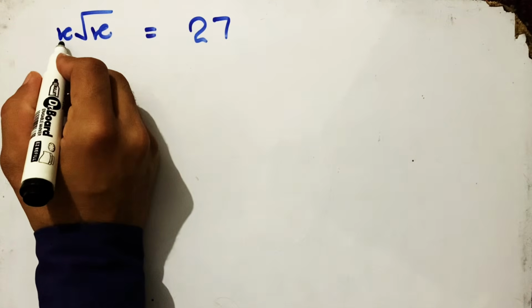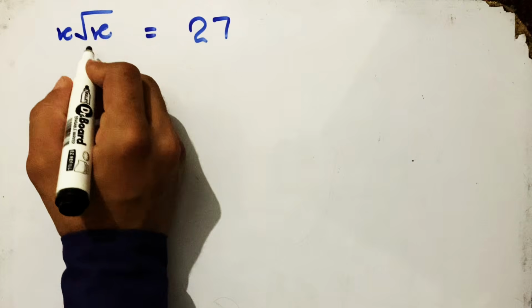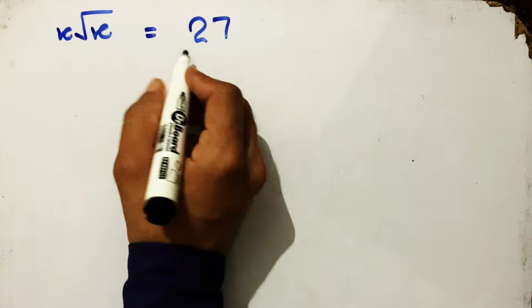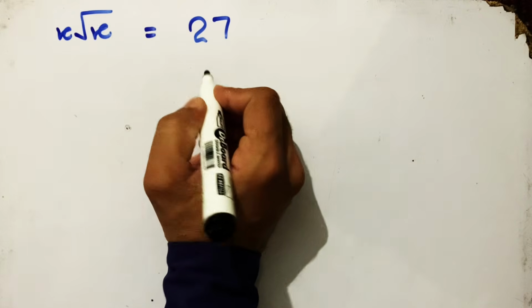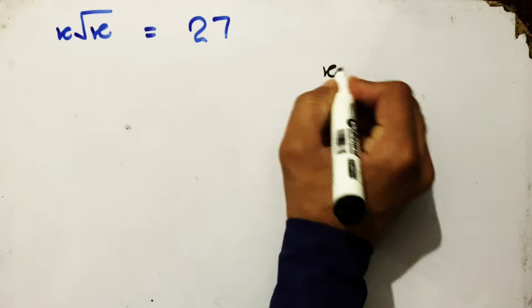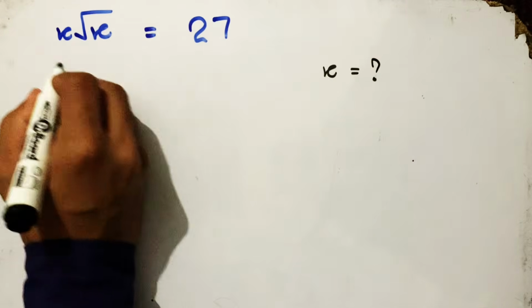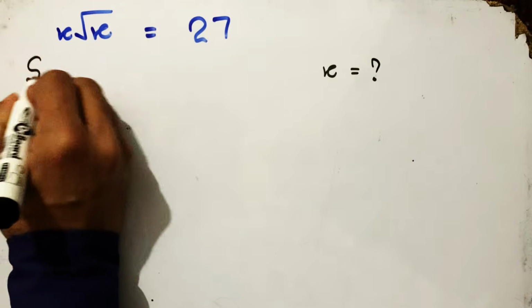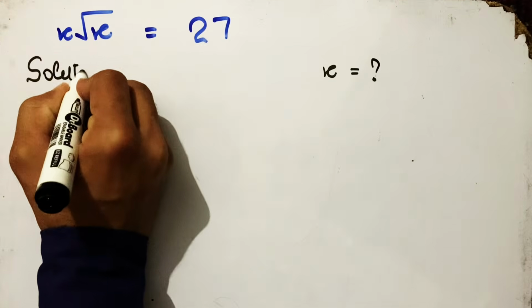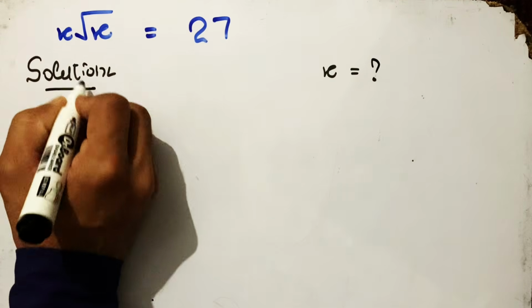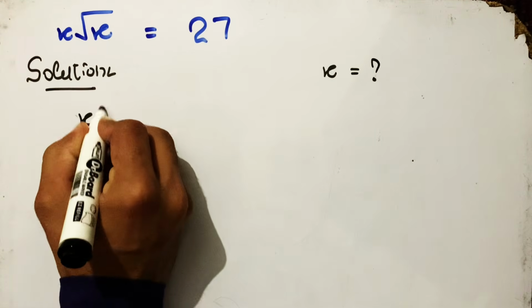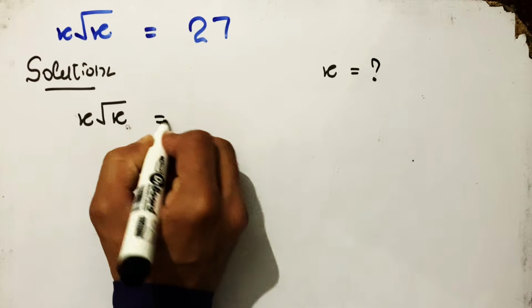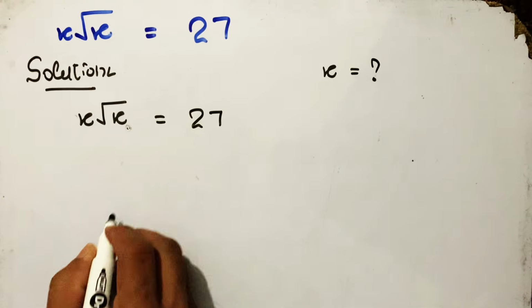Today our question is x times square root of x, which is equal to 27. Find out x. So our solution is: we have x times square root of x, which is equal to 27.